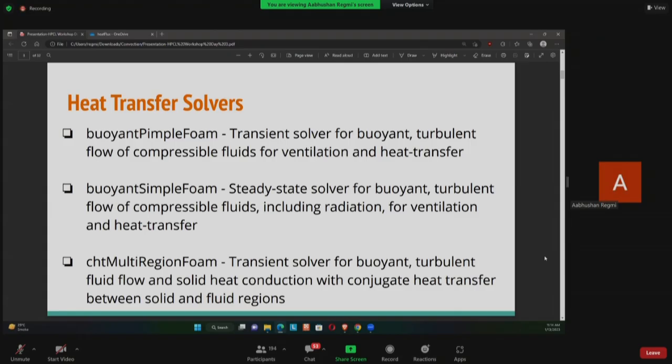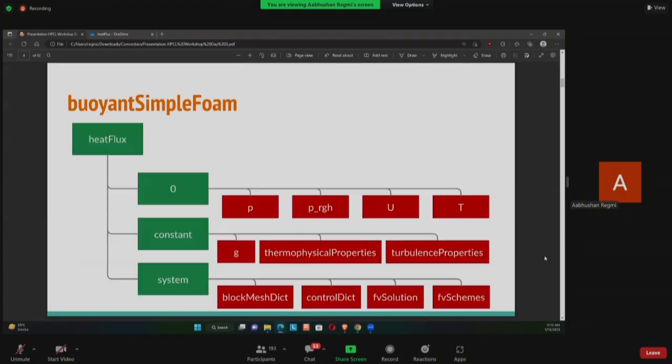Now, chtMultiRegionFoam. CHT stands for conjugate heat transfer. If you have a heat transfer problem where heat is transferred from a fluid region to a solid region and vice versa, then you can use chtMultiRegionFoam. If you want to simulate heat exchangers, that kind of problem, you can use chtMultiRegionFoam. This is a transient solver, and it also involves buoyant and turbulent fluid flow along with solid heat conduction.